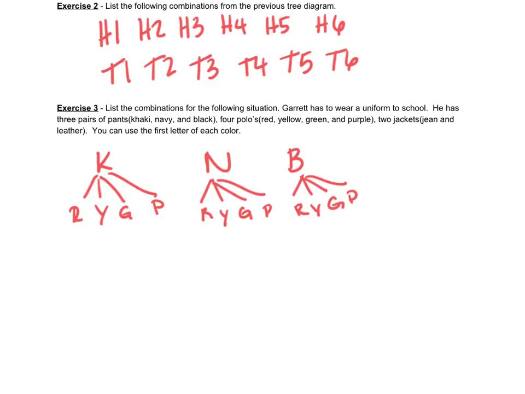Okay? Now what's our last option? Jacket. So we can do jean or leather. So from here, we're going to go J or L. J or L. J or L. J or L. And all the way across.